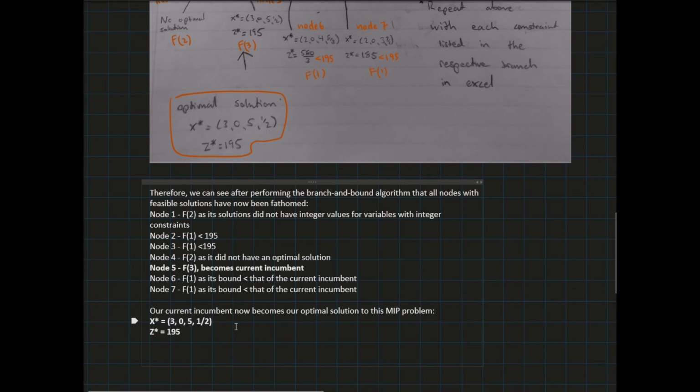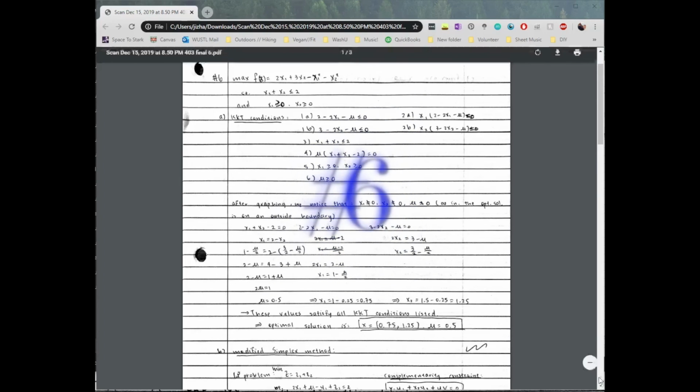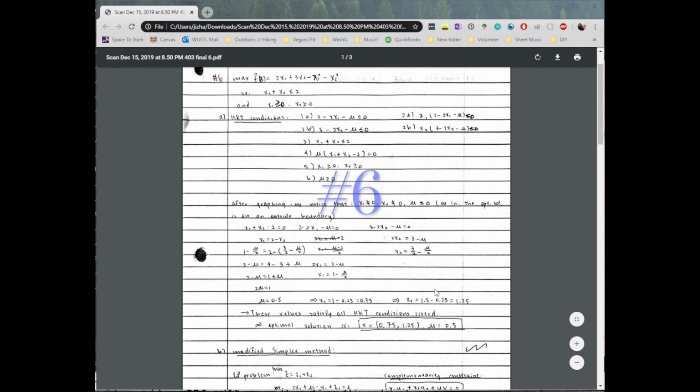And if you look at my lab report, I also provide more explanation right here as to why all of the other nodes are fathomed by each of the fathoming tests. So now we are going to solve for problem number 6.